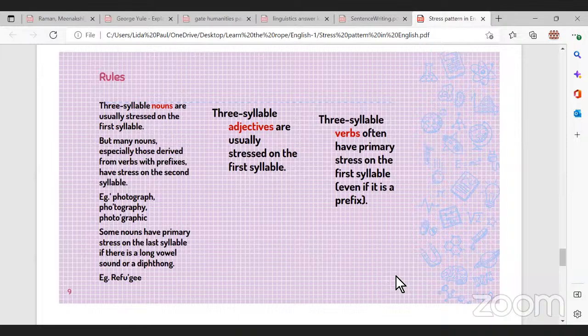It's still noun. But what has happened to it? We have added the suffix to it. The suffix y is added to it. And it's a new noun now. It is derived. Photograph is noun, stressed on the first syllable. Photography, again noun. But because of the addition of the suffix y to it, the stress is now shifted on to which one?